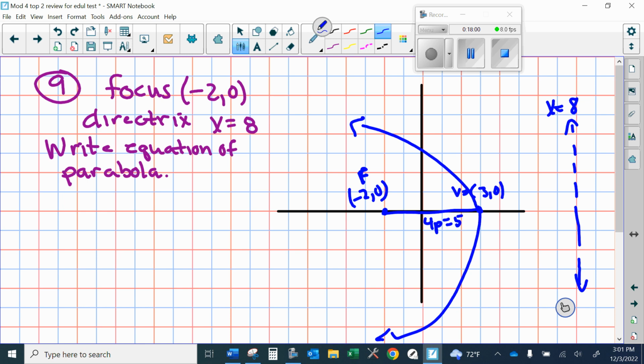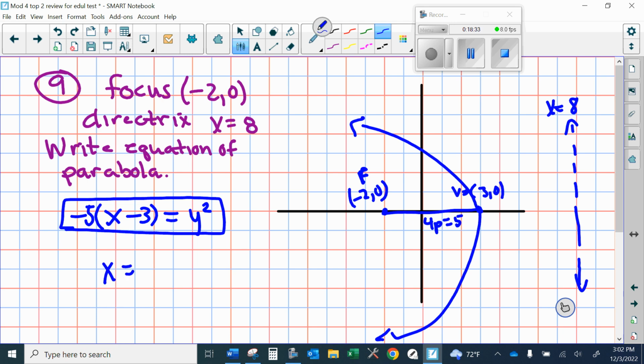Opening left or right is x equals y squared, so the x is a single one. It's opening to the left, so that's negative. The x coordinate is 3, so we do the opposite, negative 3. 4p goes right in front of there. 4p is 5 itself. And then it's y minus k, whatever the y was, y minus 0, so it's just y squared. So there's the equation right there. Or if I were to solve for x, I would divide by negative 5 on both sides, so I'd have negative 1/5 y squared, and last I'd add the 3 across.